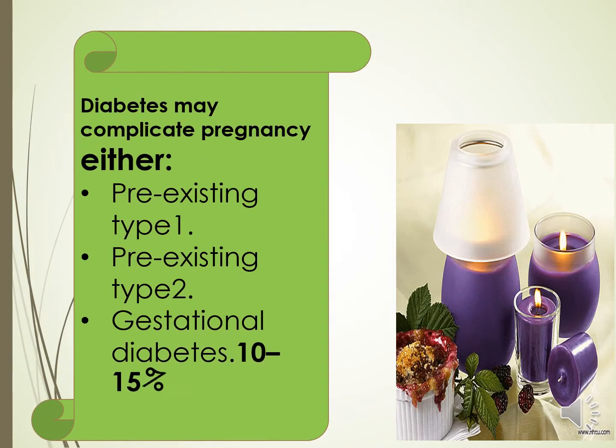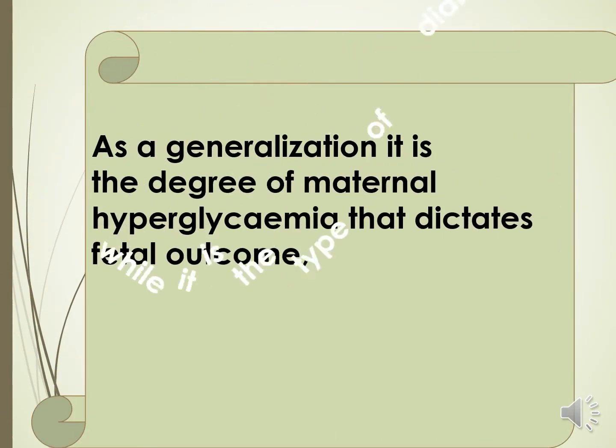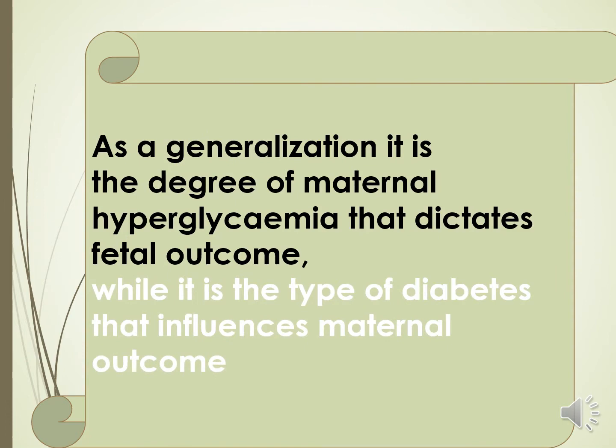During pregnancy, diabetes could be pre-existing type 1, pre-existing type 2, or gestational, that is to say, occurring for the first time during pregnancy. As a generalization, it is the degree of maternal hyperglycemia that influences the fetal outcome, while it is the type of diabetes that could affect the maternal outcome.